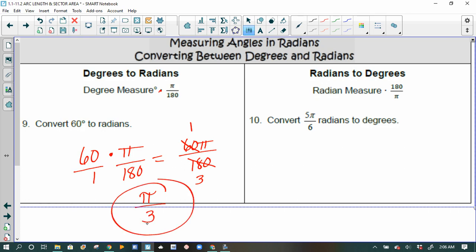And do not use decimals. You have to use the pi symbol. Just leave it in your answer. So this would be radians.